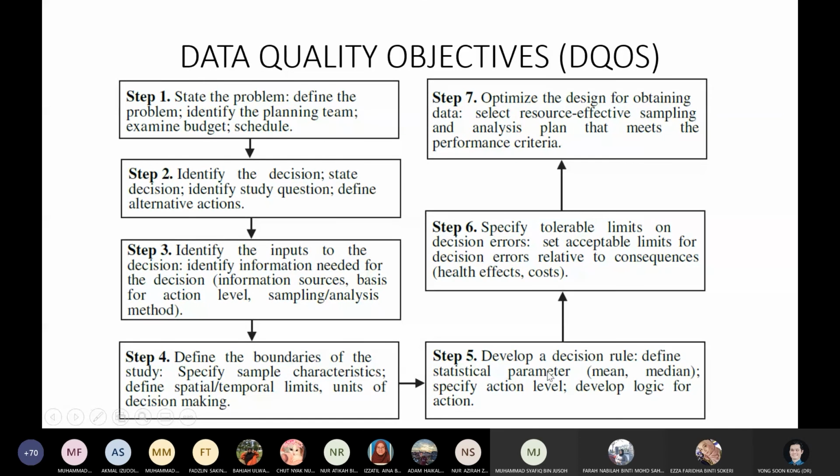Okay, number 5, develop a decision rule. Define statistical parameters, mean, median, specify action level, develop logic for action. Now let's start with the statistics first. I would say statistics are usually pretty standardized. Some people might define those statistics in terms of mean, sometimes mode, but sometimes people use median. So I can't really comment in detail on which one is usually used, because it all depends on the standard procedure that you're about to use.